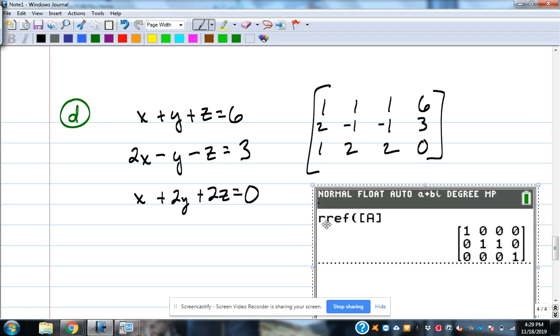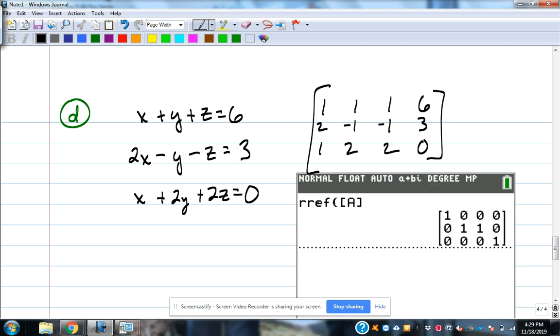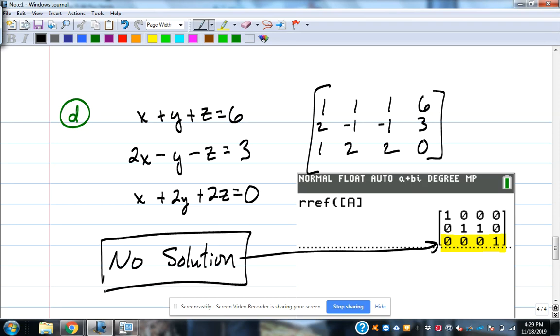I'll just copy and paste that picture. Look at that bottom row. It is a little bit different than the last one. It has a 1 in that last place. What that says is that 0x plus 0y plus 0z is equal to 1. How can 0 plus 0 plus 0 equal 1? It can't. So what that bottom row tells us is that this is no solution. That's what that row tells us. So the answer to this is no solution, or inconsistent would be what we call that.